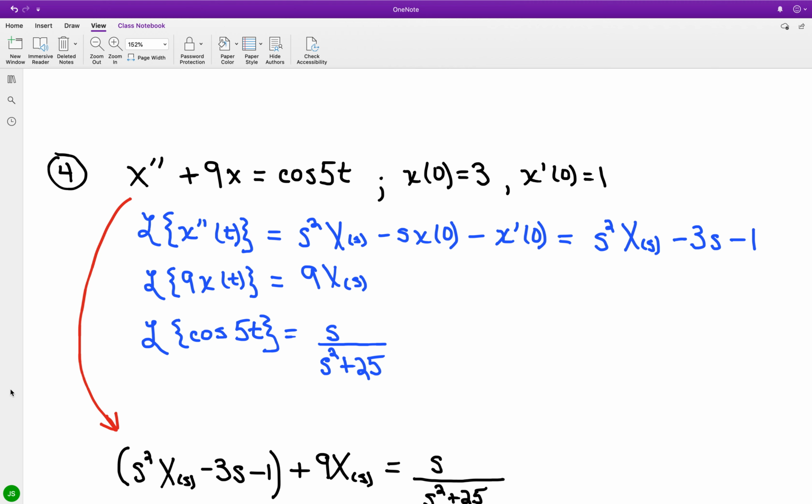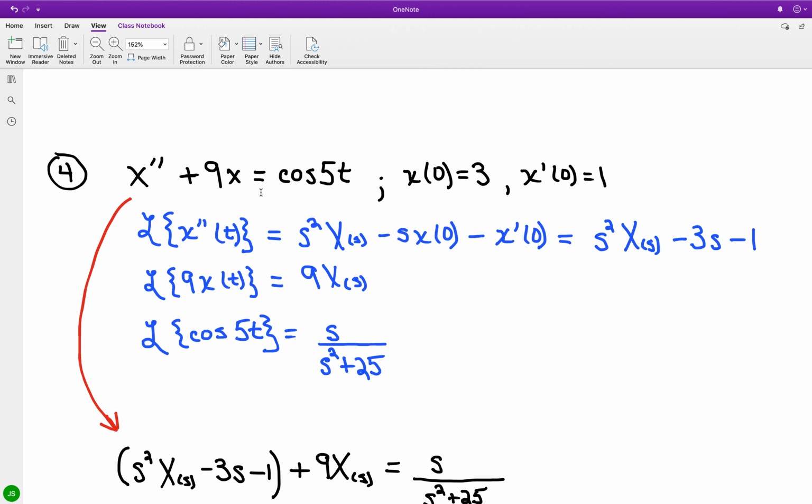Okay, for problem number 4, we're looking at the sum of the second order derivative of x and 9x equal to the cosine of 5t. For the initial conditions, we have that x naught is equal to 3 and x prime naught is equal to 1.